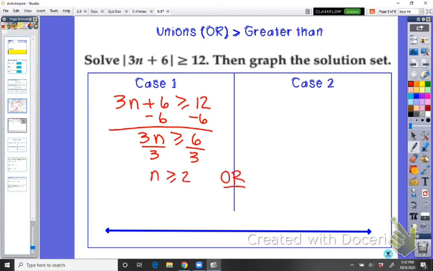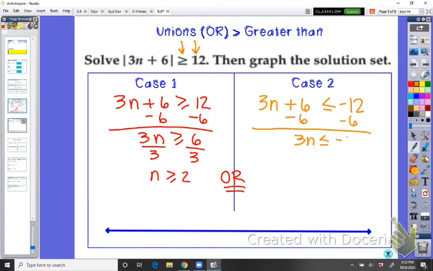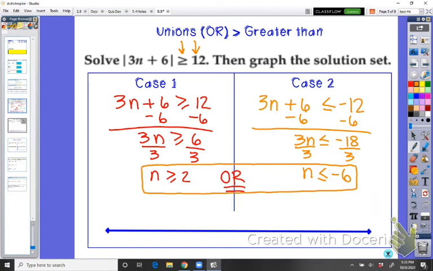Or, so make sure you write the word or. And we're going to do case 2. Again, you flip the sign and the 12 becomes a negative. So 3n plus 6 is now less than or equal to negative 12. Subtract 6, divide by 3, n is less than or equal to negative 6. So this is our whole solution right here. N has to be greater than or equal to 2 or less than or equal to negative 6.